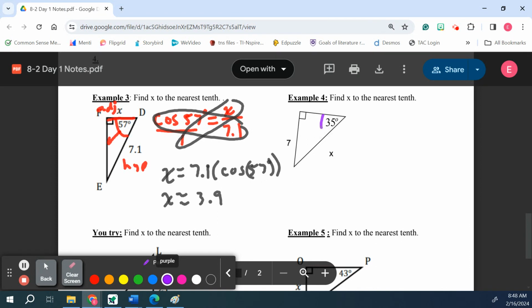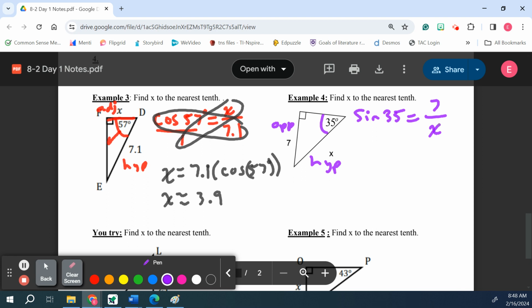Shh. All right, 35 degrees. Listen, guys, come on. I have an opposite here and I have a hypotenuse, which I'm trying to find. What am I using here? Sine, cosine, or tangent? Sine. So this will be the sine of 35 degrees equals the opposite 7 over the hypotenuse x.